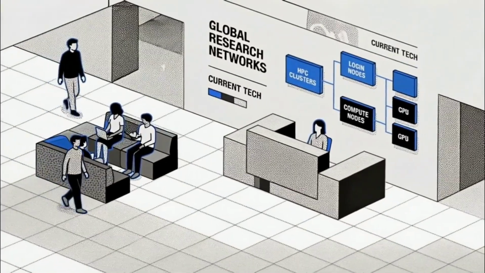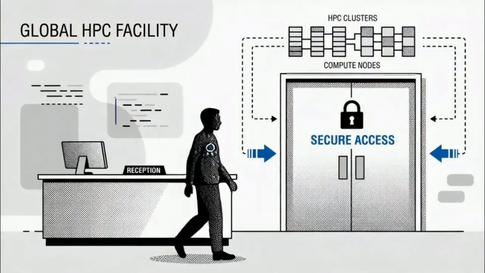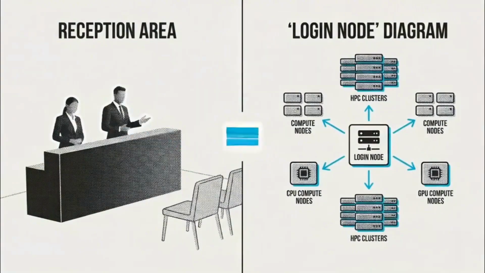Think of the login node as the reception area of a large research building. You pass through it to get where you are going. You check your email, drop off files, and submit paperwork. You do not set up a laboratory bench in the reception area and run experiments there. The same principle applies here.